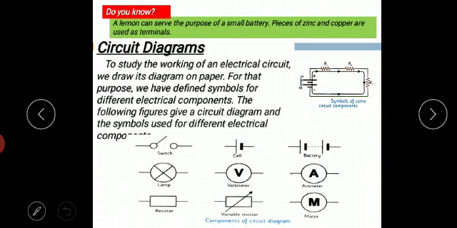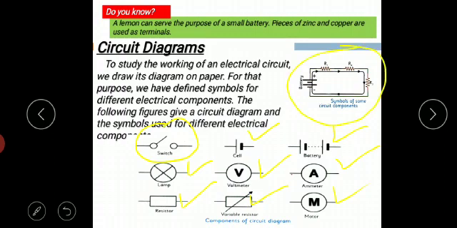Okay, students, this is a switch, this is a cell, a battery, this is the symbol of a lamp, the symbol of a voltmeter. We represent an ammeter as capital A, and this is a resistor, a variable resistor, and a motor. So these are the symbols of some circuit components. We can use all these symbols in a circuit diagram.